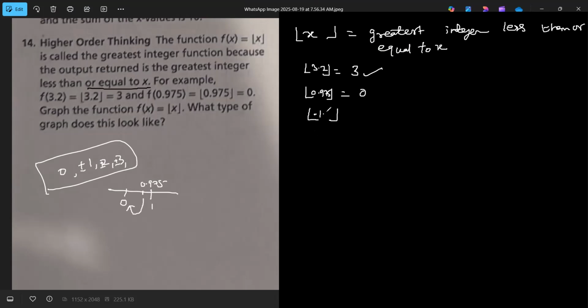If I ask you what is the greatest integer of minus 1.3? Minus 1? No, no. Minus 1 is greater than minus 1.3, right? Then minus 2. Very confusing, right? For a negative sign, you will choose the greater value with the negative sign. Understood?